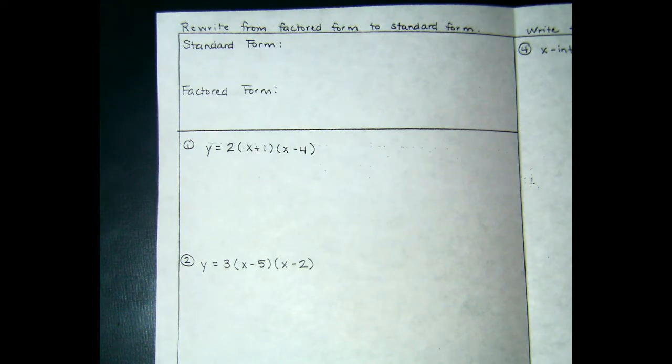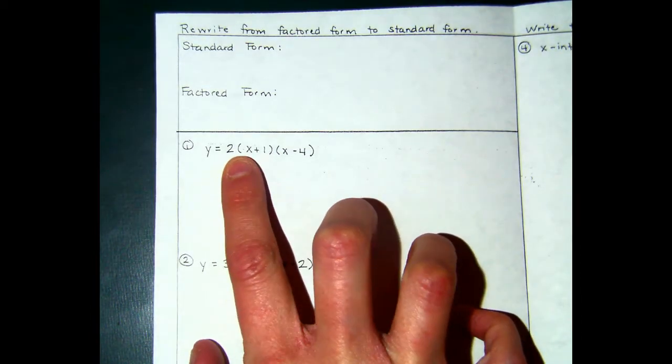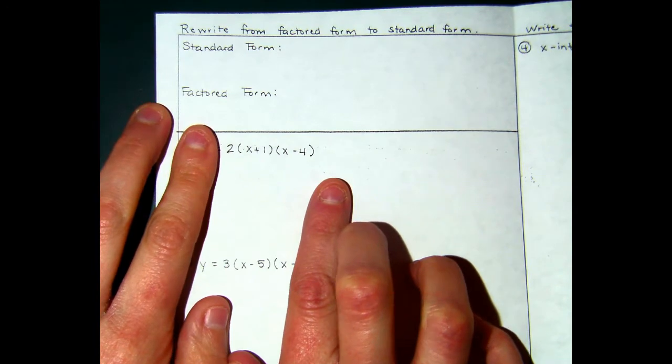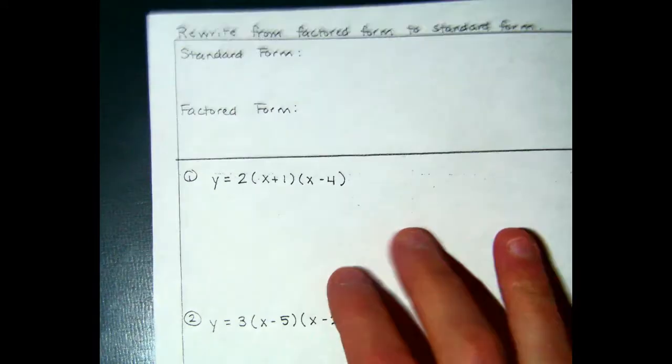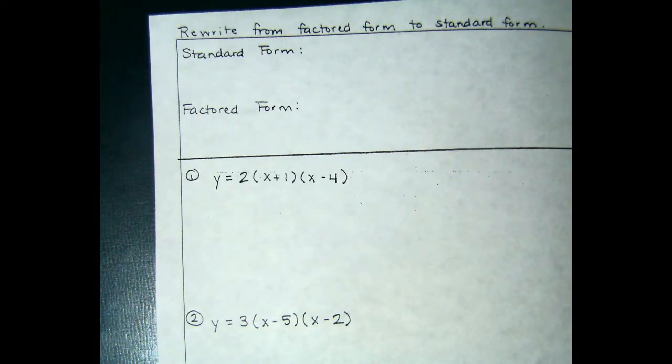So we're doing the exact same thing where we talked about how we need to multiply our binomials together, but we are going to do it in a function now. So instead of just having this, we have y equals instead. That's the only difference. Somebody tell me what standard form is from page 50.